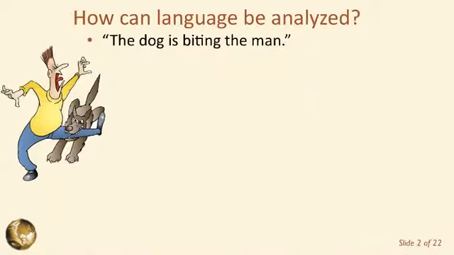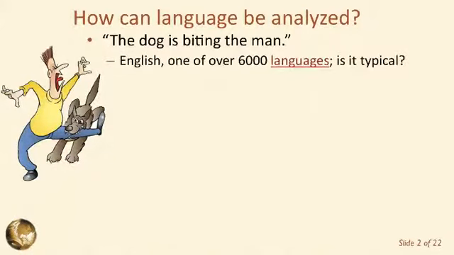We're going to start by looking just at a simple sentence in English. The dog is biting the man. And we can look at that sentence from a variety of perspectives. One is, well, we can analyze the language that it represents, which is English, one of over 6,000 languages. It's hard to have an exact count of languages. We'll talk about that a little bit more in the next presentation.